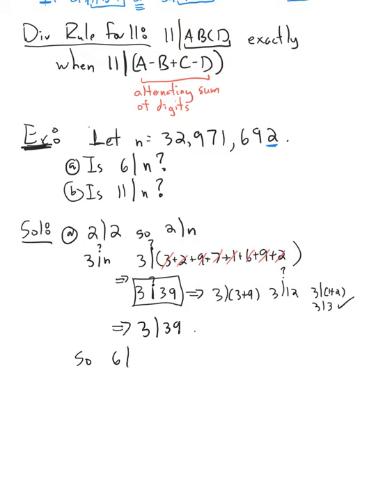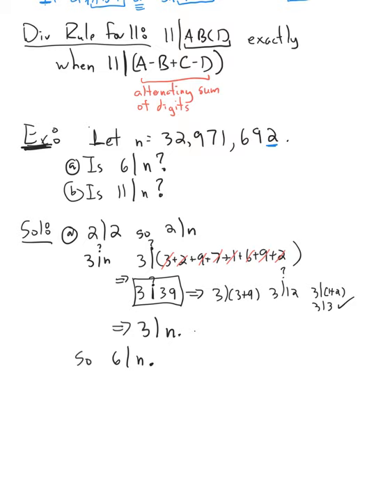So 6 is a factor of our number, since 3 is a factor of 39, which means that 3 is a factor of n. So since 2 is a factor of n, and 3 is a factor of n, 6 is a factor of n. Remember, we need both to be true. If we got some number like 40 here instead of 39, say if this was 792 instead of 692, so we had an extra number here, then this wouldn't hold, so your number wouldn't be divisible by 6.